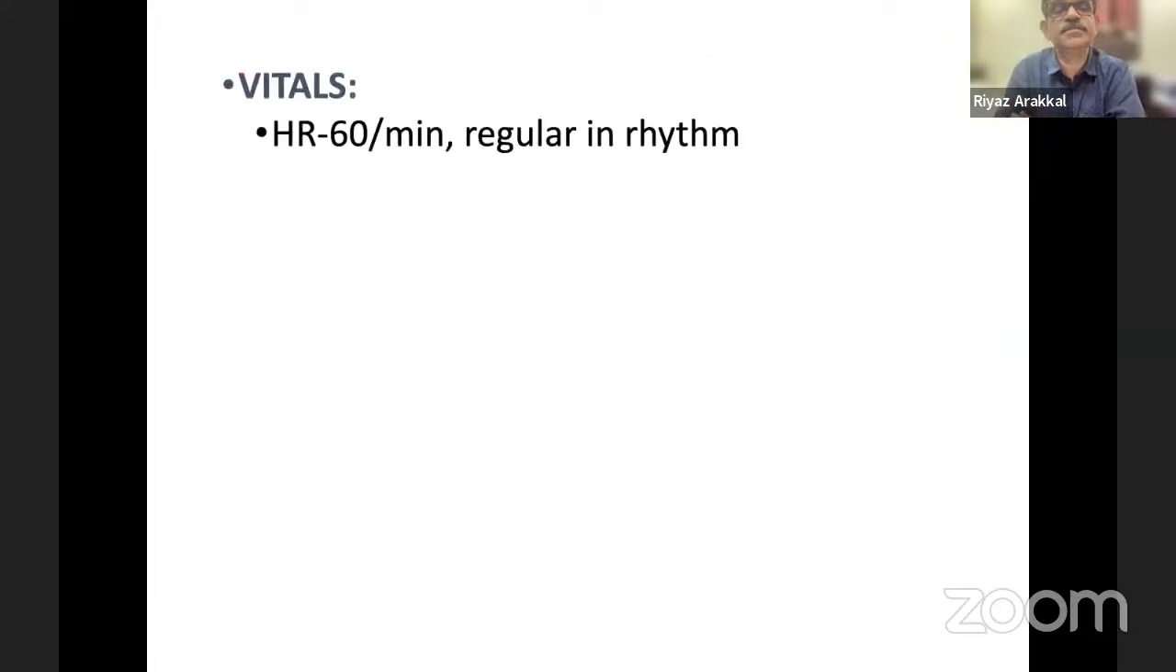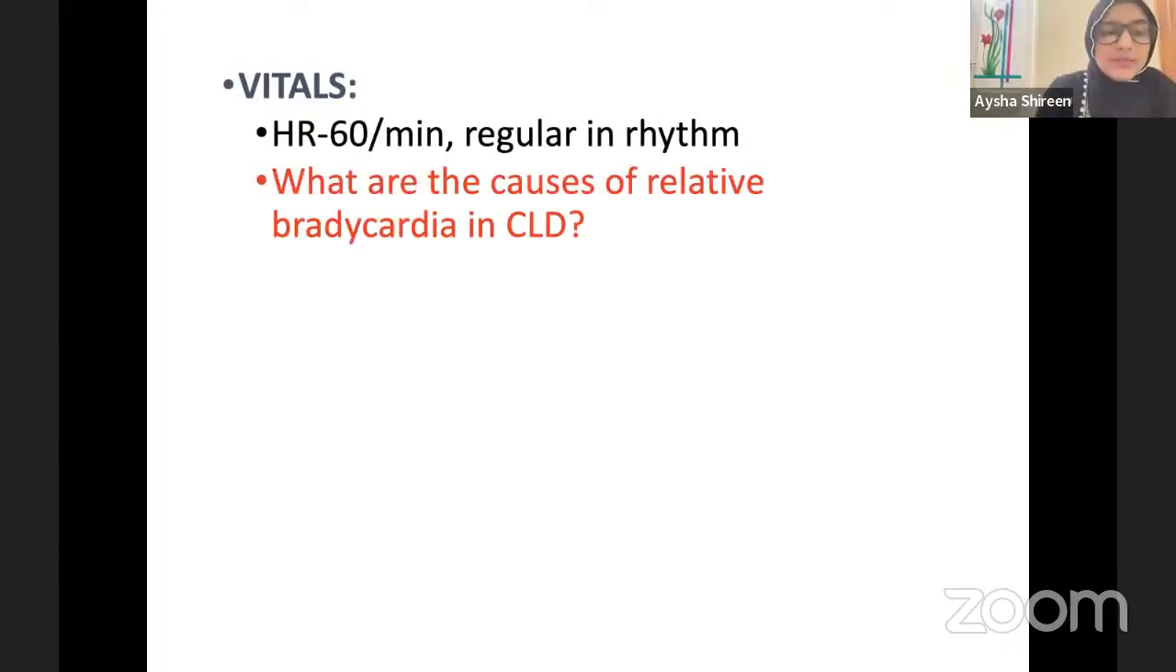Okay, Aisha. The vitals: her heart rate was 60 beats per minute, regular in rhythm. So anything unusual about it? The child's heart rate is 60 per minute, on the lower side. What are the causes of relative bradycardia in chronic liver disease? What may be the cause in this child? Anybody other than Aisha?